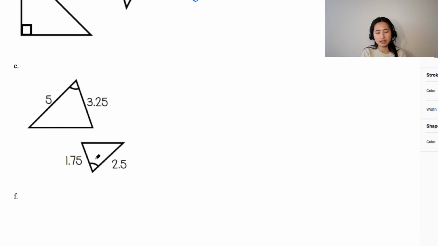Because when you rotate this angle, let's say clockwise, for this angle to be on top, you need to make sure that you're doing the exact same thing. You can't have one angle here and you're comparing 5 and 1.75 just because they're on the left side. So in that case, you would take 5 divided by 2.5. So the larger triangle would be 5, and then you have 3.25 coming from the larger triangle, divided by 1.75.